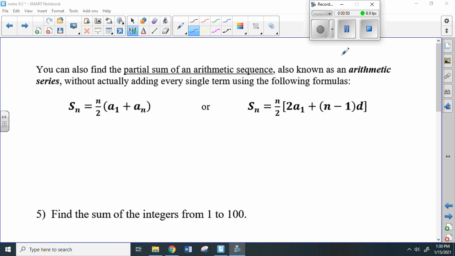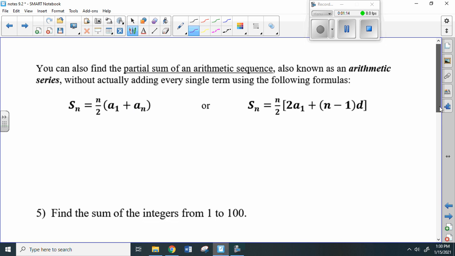So the type of series that we're going to be adding up, or the type of sequences, have to be finite. They have to have a specific amount of terms, or I'm only asking you to add up a specific amount of terms. And when you do that, you're going to need formulas. It'll make it a lot easier, and let me show you why you're going to need formulas.